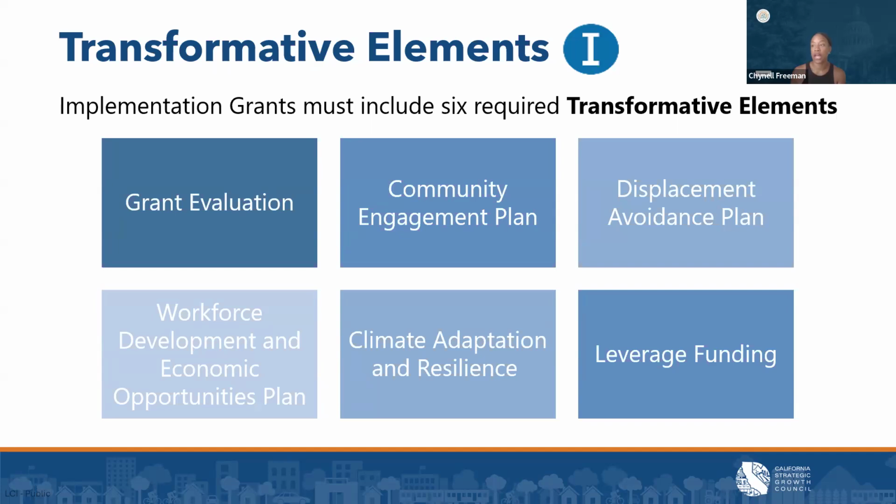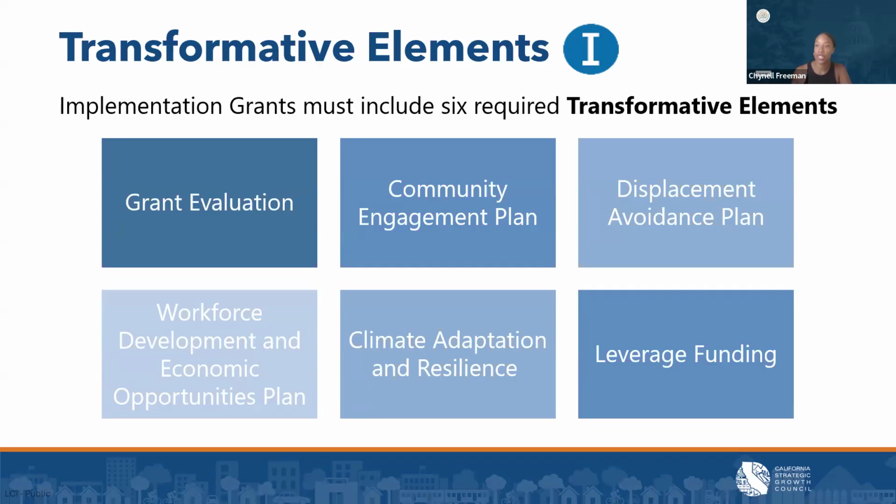partners. If awarded, applicants may propose their own evaluation partner for approval or select from a list of pre-qualified TCC evaluation partners during the pre-development phase. For the application, applicants must set aside 3% of their budget for grant evaluation, but do not need to do anything else. The second transformative element is community engagement.